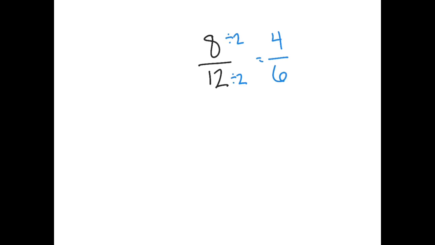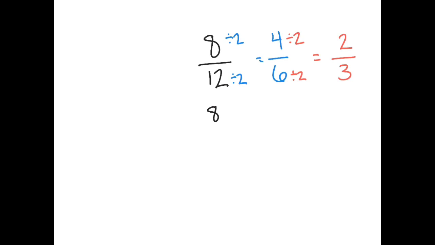I see that they are both even, so I know I'm not done. I need to find something else they have in common. A common factor between 4 and 6 is also 2, so I'm going to divide them both by 2 again. 4 divided by 2 is 2, and 6 divided by 2 is 3. So 2/3 has no other common factors other than 1, so that means it is in lowest terms.